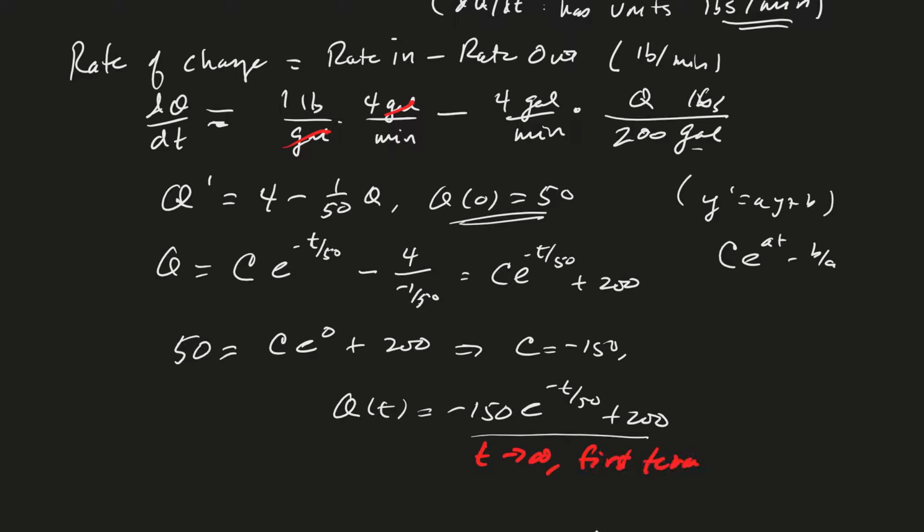First term goes to 0, right? Which means you're going to be left with 200. So therefore Q goes to 200. Now, is that what it should go to?